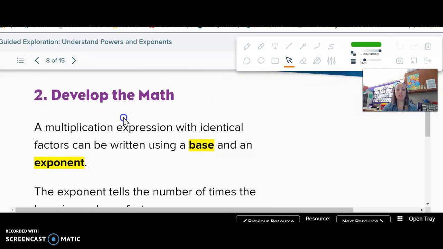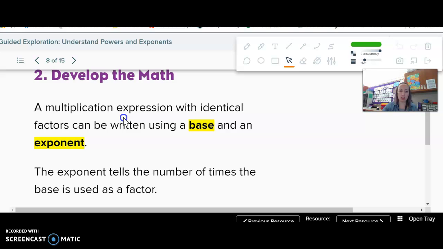Forgot to say that. So here's where we get some words, but it's not as hard as it might seem. A multiplication expression is when I'm multiplying numbers together with identical factors. Factors are the numbers I'm multiplying together. If they're identical, like 10 times 10 times 10, it could be 3 times 3 times 3, 4 times 4 times 4, 5 times 5 times 5. Anytime we do that, we can use something called a base and an exponent. The exponent tells us the number of times we multiply the base together, or the number of times the base is used as a factor.